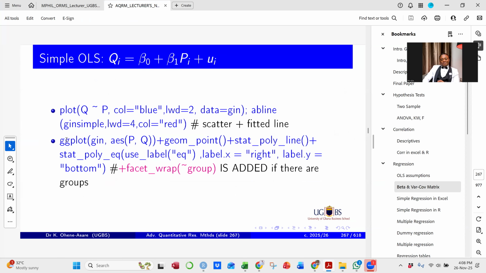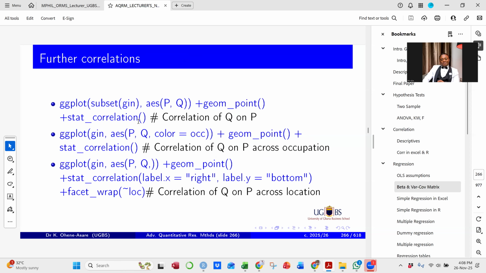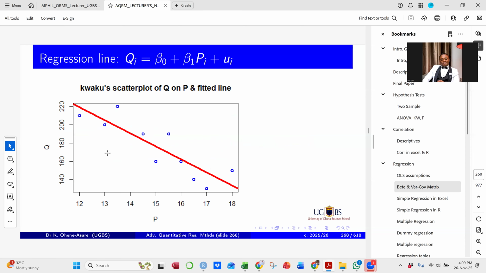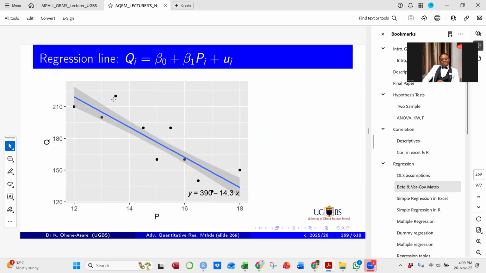If you look at this one here, there's a ggplot. So watch this. There is a ggplot. Okay, these are for correlations. Here, you can put a jump point and a polyline. It's a very beautiful line, you know. And then you can now wrap it even across groups. So you can copy this command and run it. That will give you this graph on your screen. The good thing about this one is that it will add the regression line automatically to it.